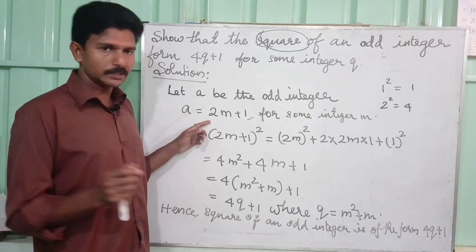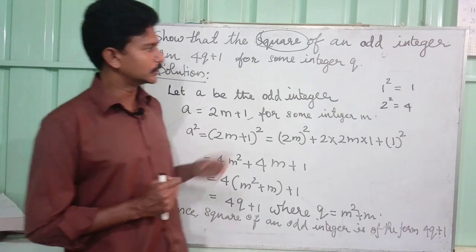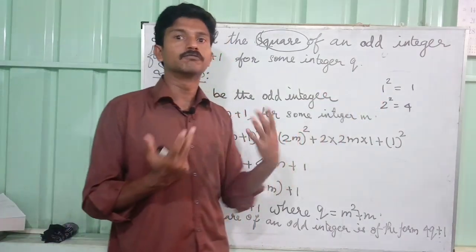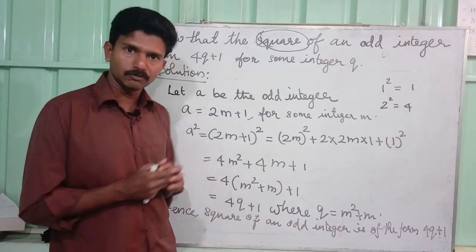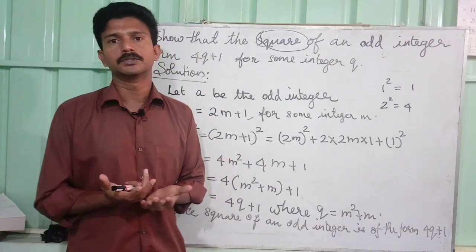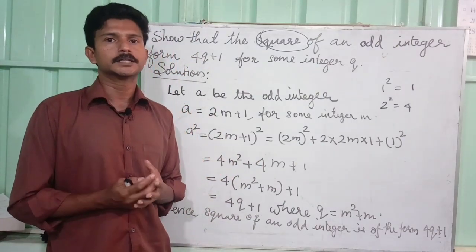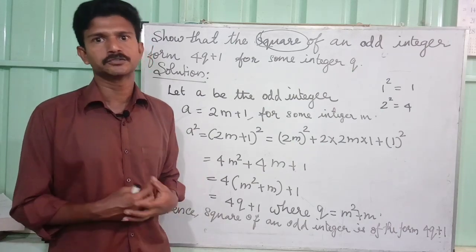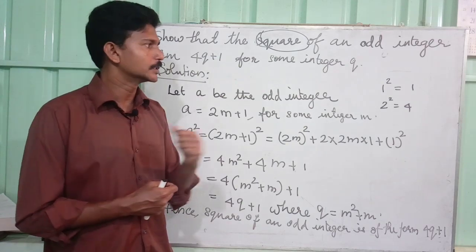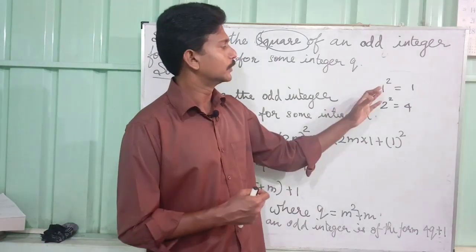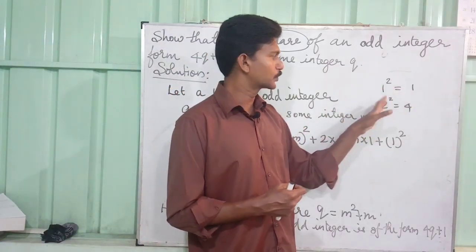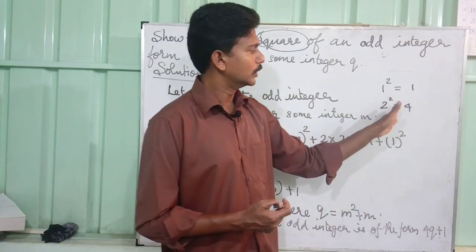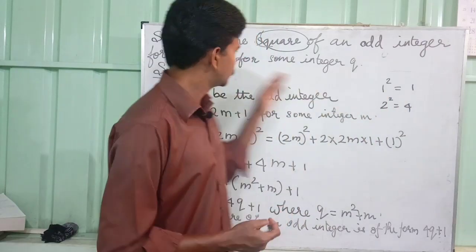Why did we take 2 and not 4? Can we take 4 here? Yes, of course you can. But if you take 4, you have to write one more case. If you take 1 square, it is 1, and 2 square is 4, isn't it? So when you square 2, we get 4. So it is easy to write.